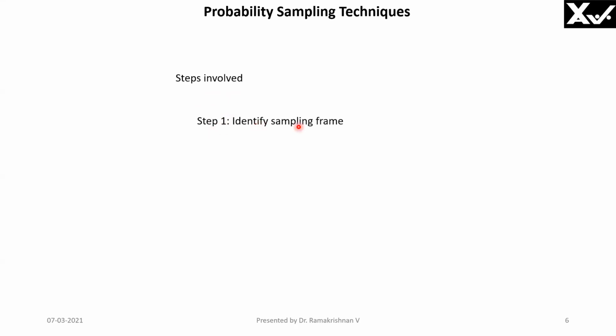Steps involved. Step 1 is identify the sampling frame. This is nothing but the population size. Step 2 is decide the sample size. We need to have three values to determine the sample size. One is the population size, another is the confidence level, third one is the margin of error. Step 3 is choosing the sampling technique.